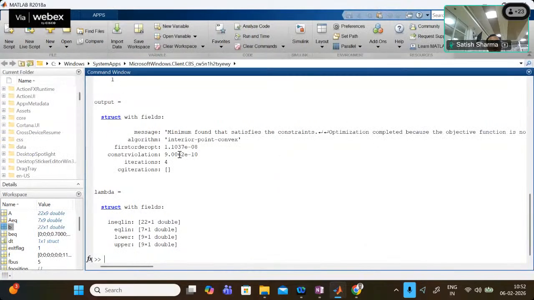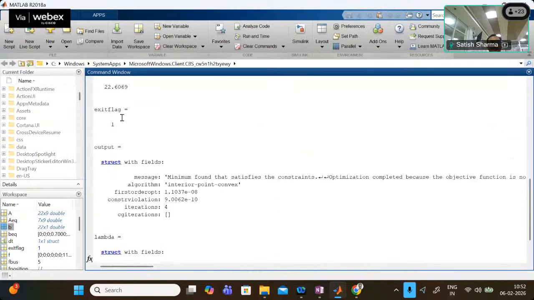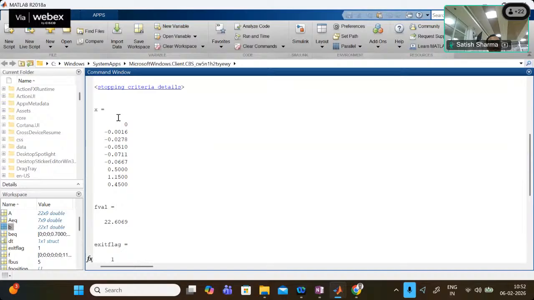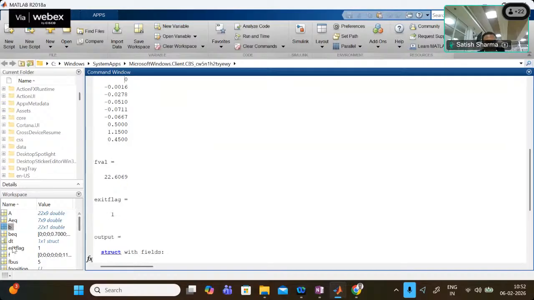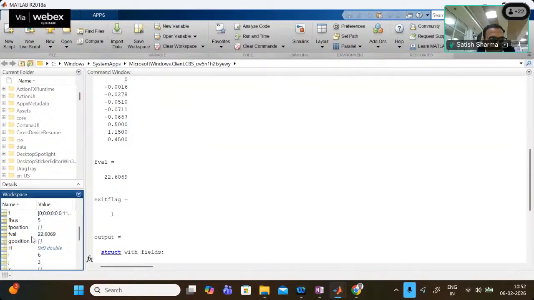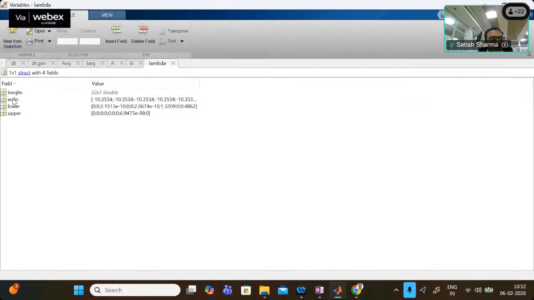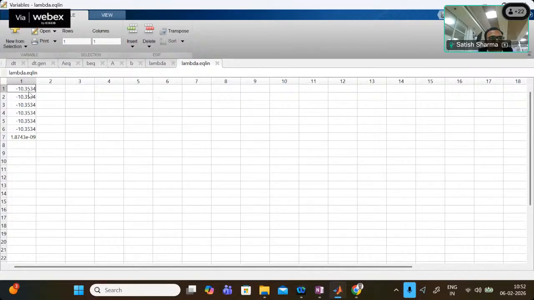Now in the output, you can see the exit flag is 1. We are getting some x values, so certain angles are given, and certain powers are given, like 0.5, which is per unit power, so it is 50, and 115 and 45 megawatts. So these are the solution. Now if I look at the lambda for this particular part, let me just look at the equality constraint.